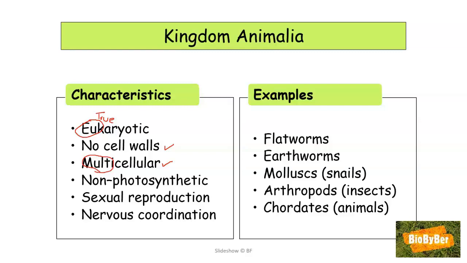If there are organisms that are unicellular and have no cell walls and are eukaryotic, then they're going to belong in kingdom Protista. Animals do not carry out photosynthesis. They have only one type of reproduction. They do sexual reproduction involving two parents, and they exhibit or show nervous coordination. They have some sort of a brain and some sort of nervous structure. They are the only kingdom to exhibit or show nervous coordination.